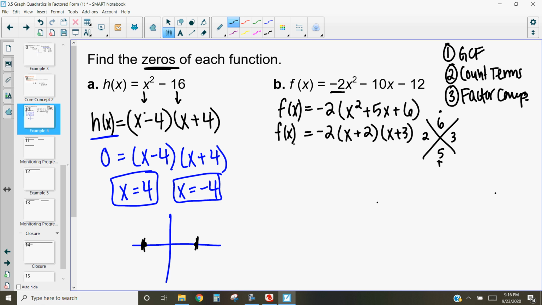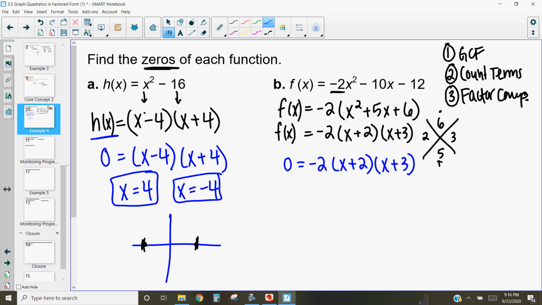So I want to find my zeros. So I'm going to set it, again, equal to 0. So 0 equals -2 times x plus 2 times x plus 3. Now this -2 isn't going to do anything. All that -2 does is it affects our shrink and stretch.